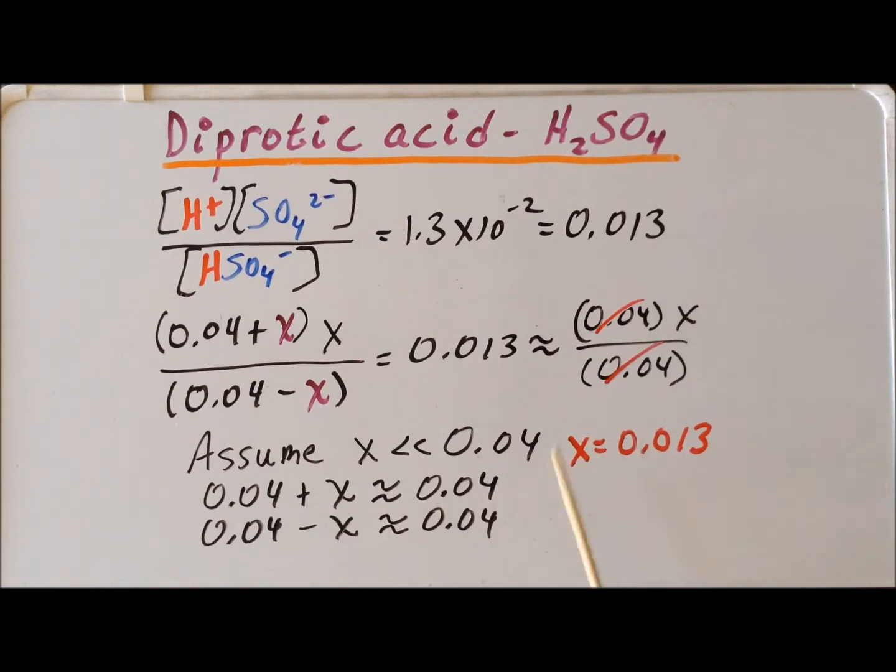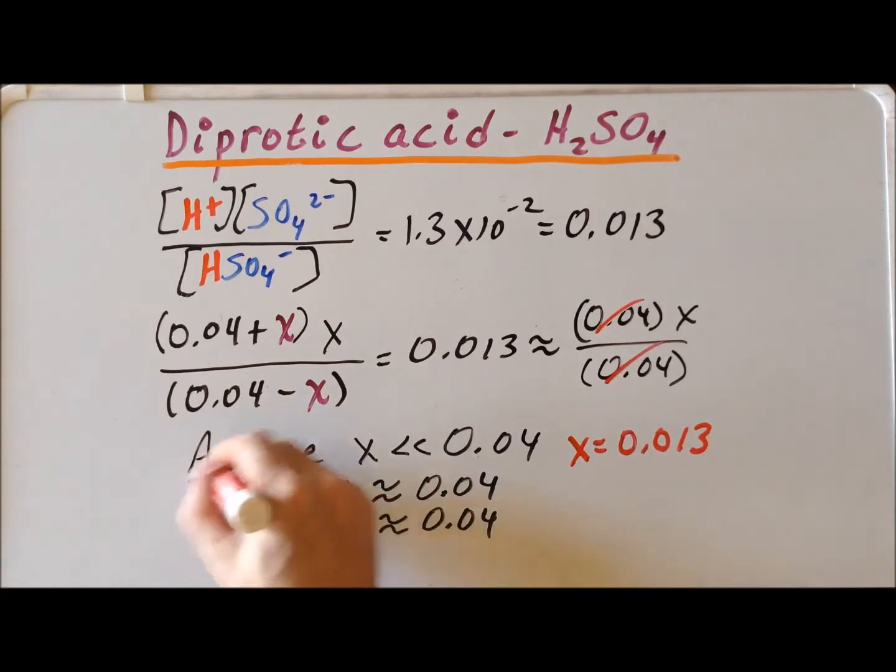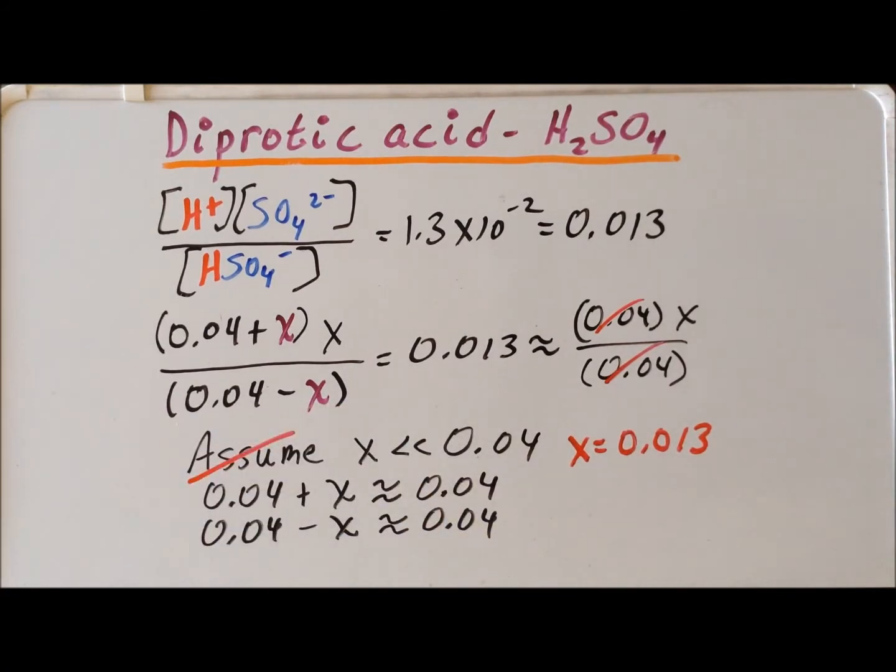Or you can just figure out what 0.013 is as a percentage of 0.04, and you'll see it's more than 25%. So our assumption is bad. We cannot make this assumption in this case. So therefore, we're going to have to use this expression as we've written it to determine the concentrations.